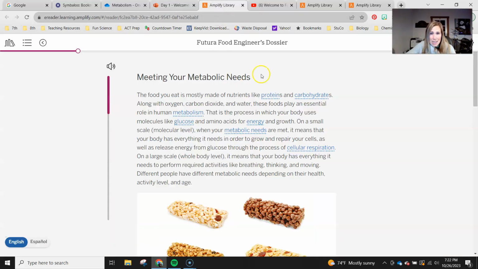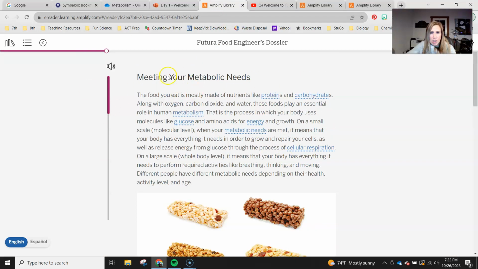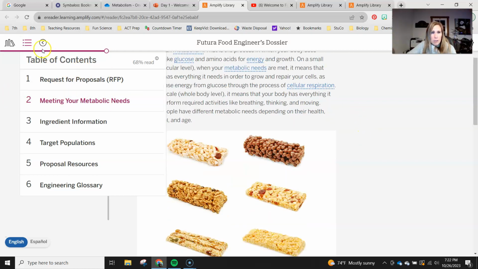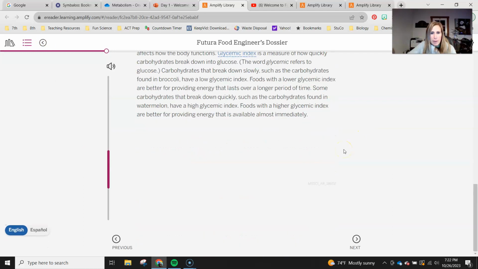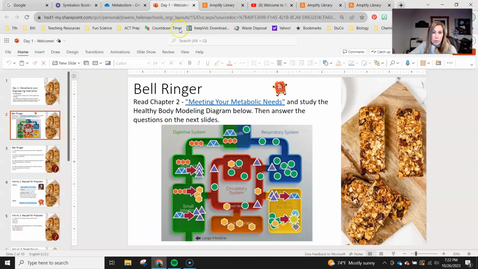Your article looks like this. When you guys open this up, it probably won't go directly into your meeting your metabolic needs chapter. So go ahead, click on your table of contents right here, and then you guys are going to go to chapter 2. So we're going to skip around a little bit. So meeting your metabolic needs. Your article looks a little bit like this. And again, it's a really good review for what you did in the last unit and what you need to know and prepare for this unit.